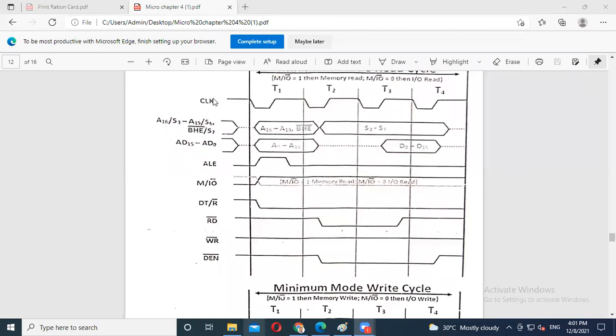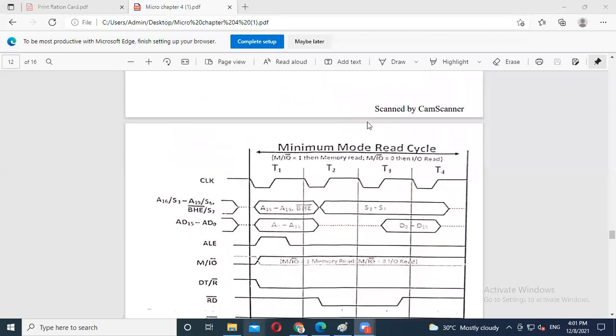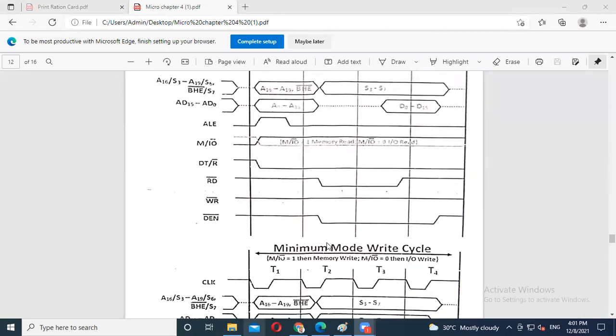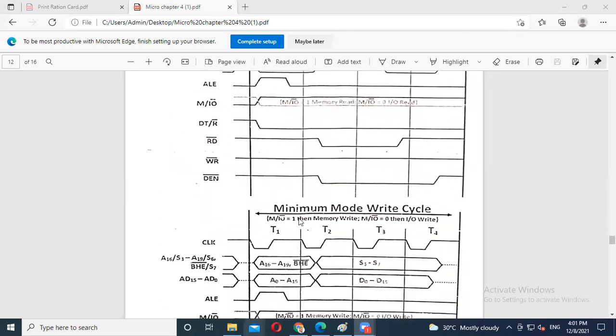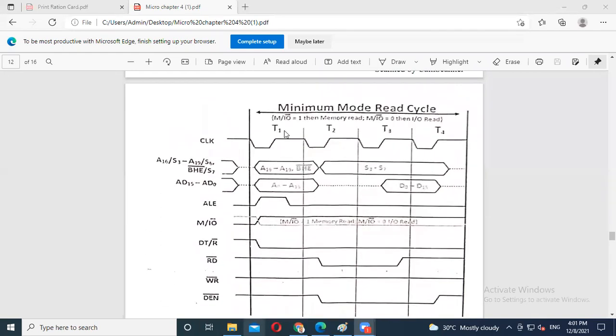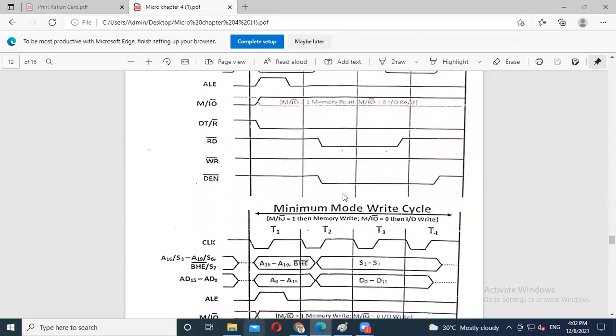So here we have to use the clock, for the minimum mode read cycle and minimum mode write cycle. There are totally two cycles: T1, T2, one cycle, and T3, T4, one more cycle. So here to here 90, here to here 180, 180 to 270, 270 to 360. So total one cycle. That is from 0 to 1 cycle, how the data is going to be formed.